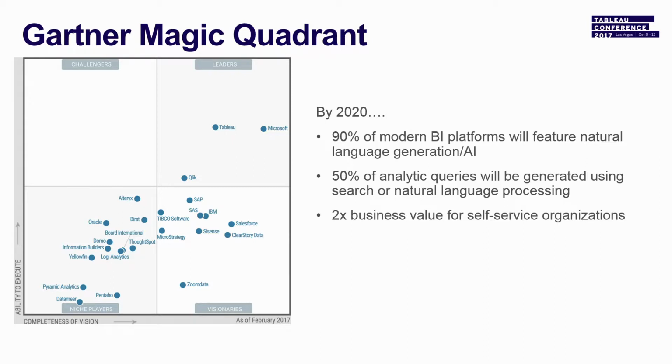And Tableau is always in that leader quadrant, which is really awesome to see. But I just pulled a few statistics from their most recent Magic Quadrant that they had, and I think these really just indicate and really highlight how big self-service analytics is going to be. 90% of modern BI platforms are going to have natural language generation or AI. 50% will have natural language processing. I think if you guys went to the keynote today, you heard some of that as well. And then you'll have double the business value.